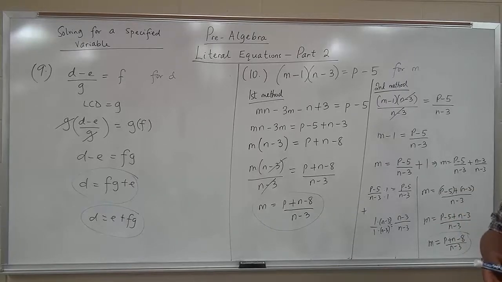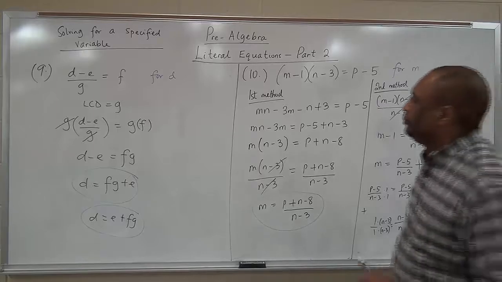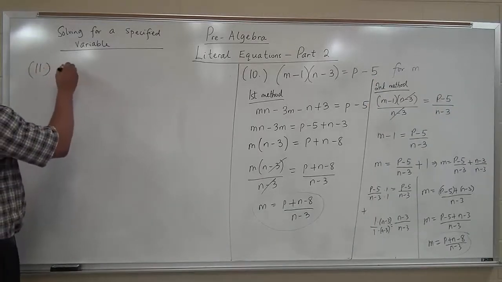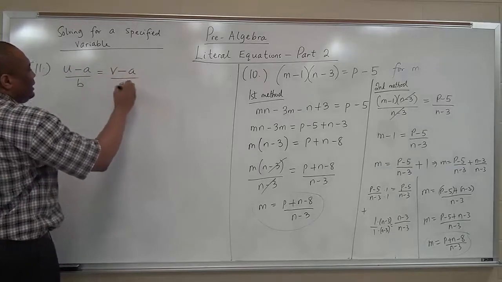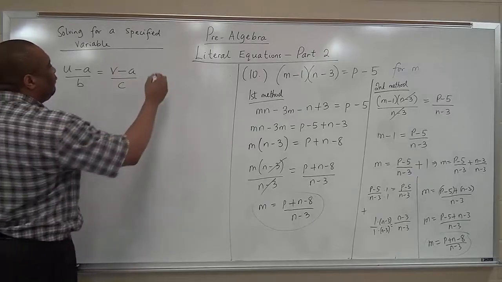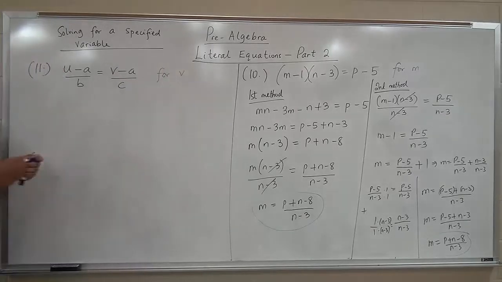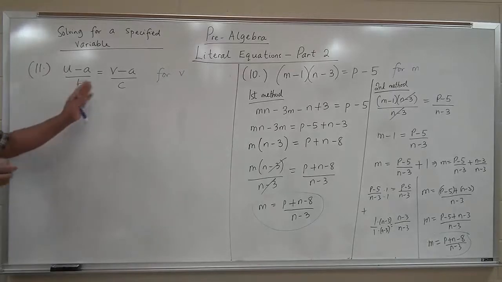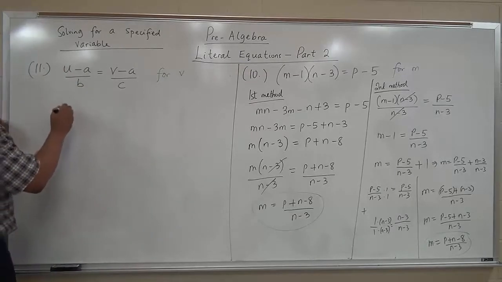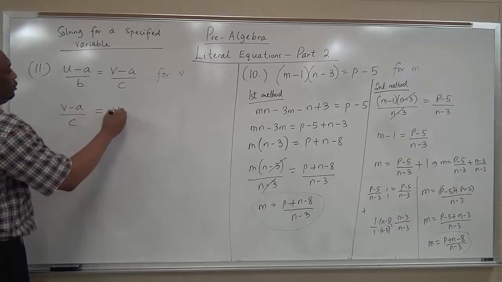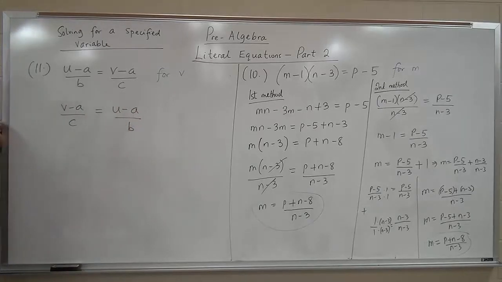Okay, we have 2 more questions to go. Question 11. U minus A over B equal to V minus A over C. We want to solve this for V. So V is on the right hand side, so let's rearrange it. We now have V minus A over C equal to U minus A over B. The next thing we want to do is, you don't like fractions, so multiply both sides by the LCD.